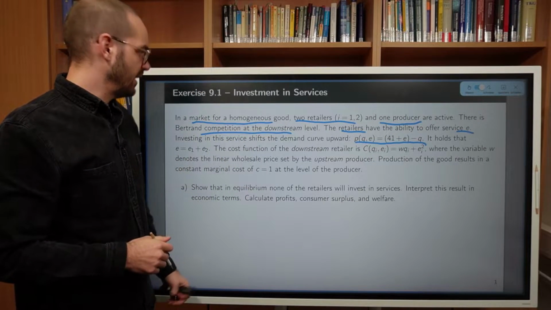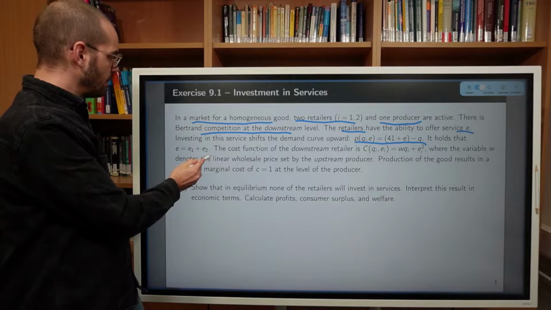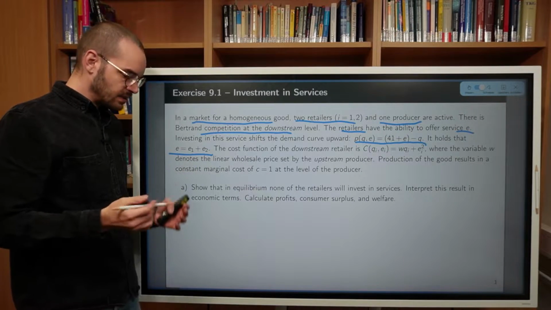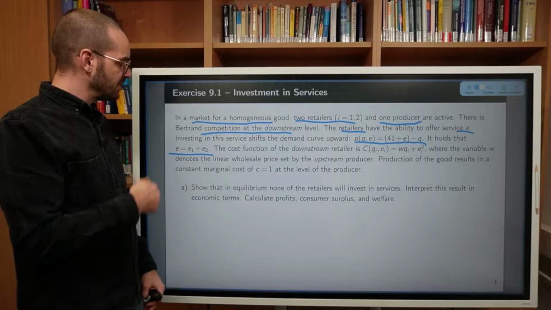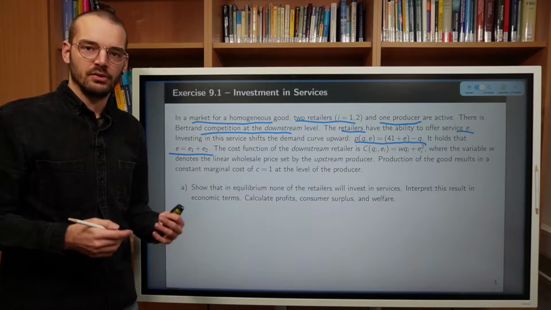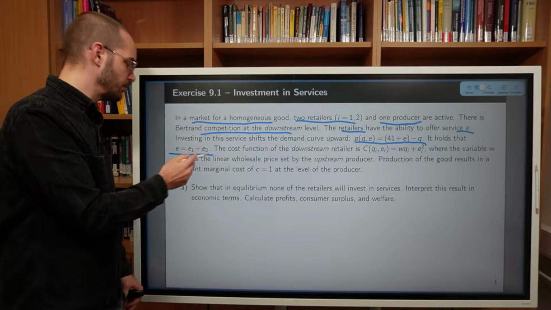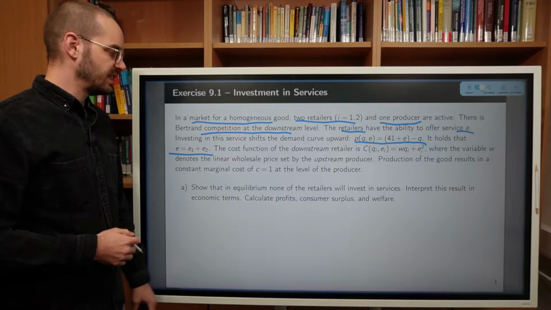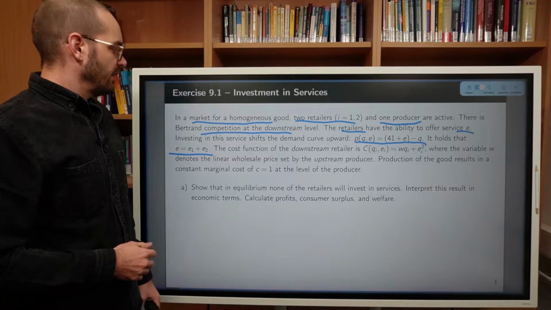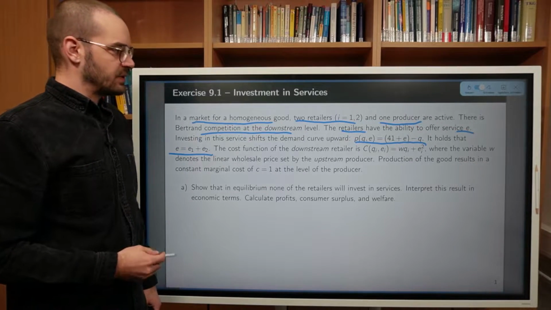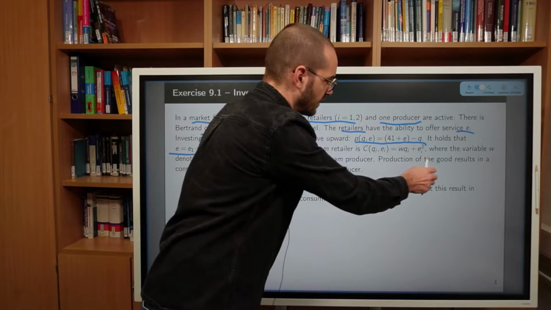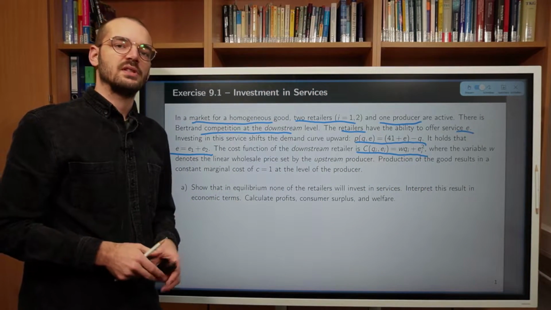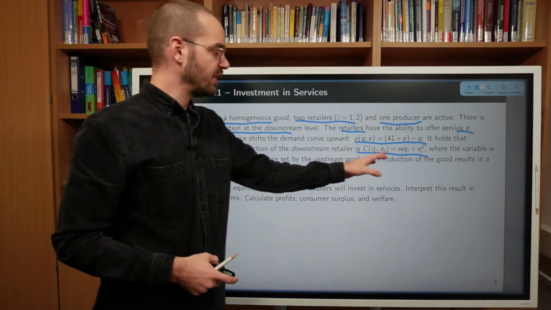Furthermore, we assume that the amount of total services in the market E is the sum of the individually offered amount of services of firm 1 and firm 2. Or in other words, E equals E1 plus E2. Then we know that the cost function of the downstream retailers is dependent on this amount of services offered.